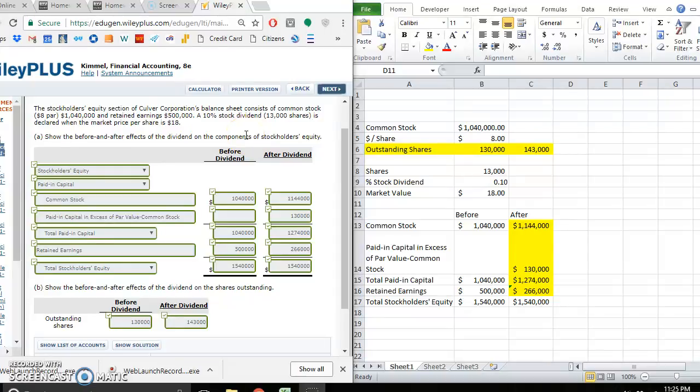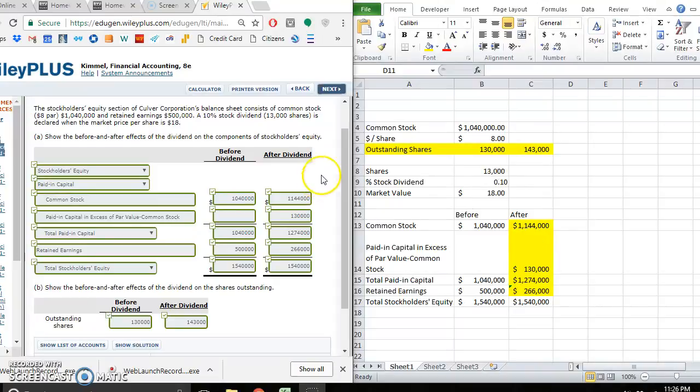Hey guys, so we have brief exercise 6 here, and this one is a little bit more challenging for me, but I'm going to do my best to try to explain it. So we have our whole question here, and everything highlighted over here in my Excel is things that we have to find. Everything else is basically given to us, and it's all the after the dividend we have to find.